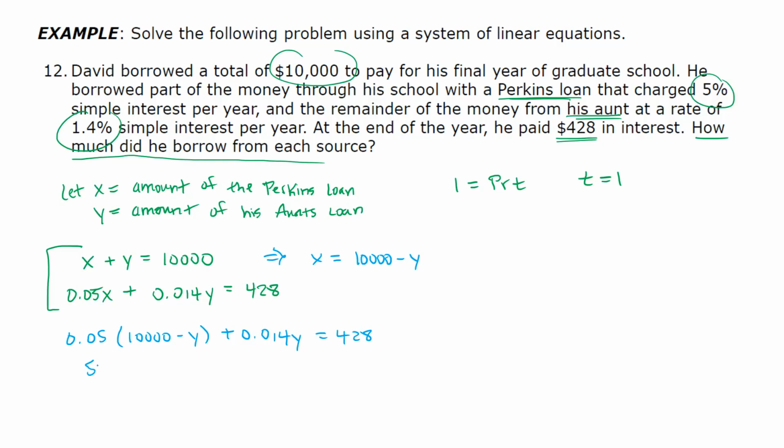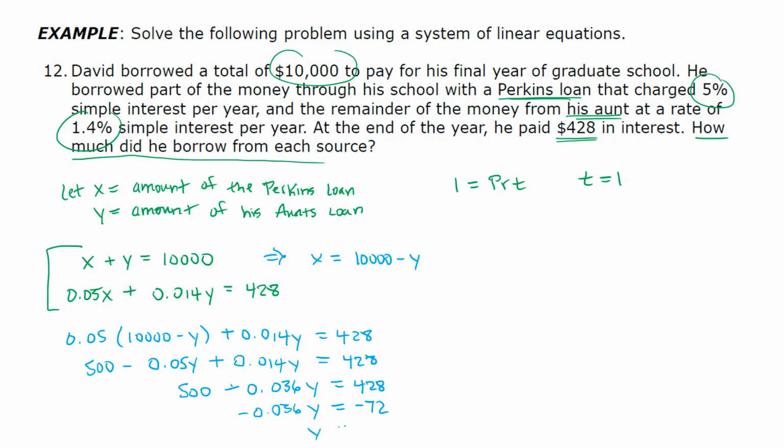I'll distribute the 0.05 and I would get 500 minus 0.05y, and then bring down all the other parts of my equation. I then will combine like terms. So 500 minus 0.036y equals 428. I will subtract 500 on both sides, and then divide by negative 0.036. That will give me 2,000.